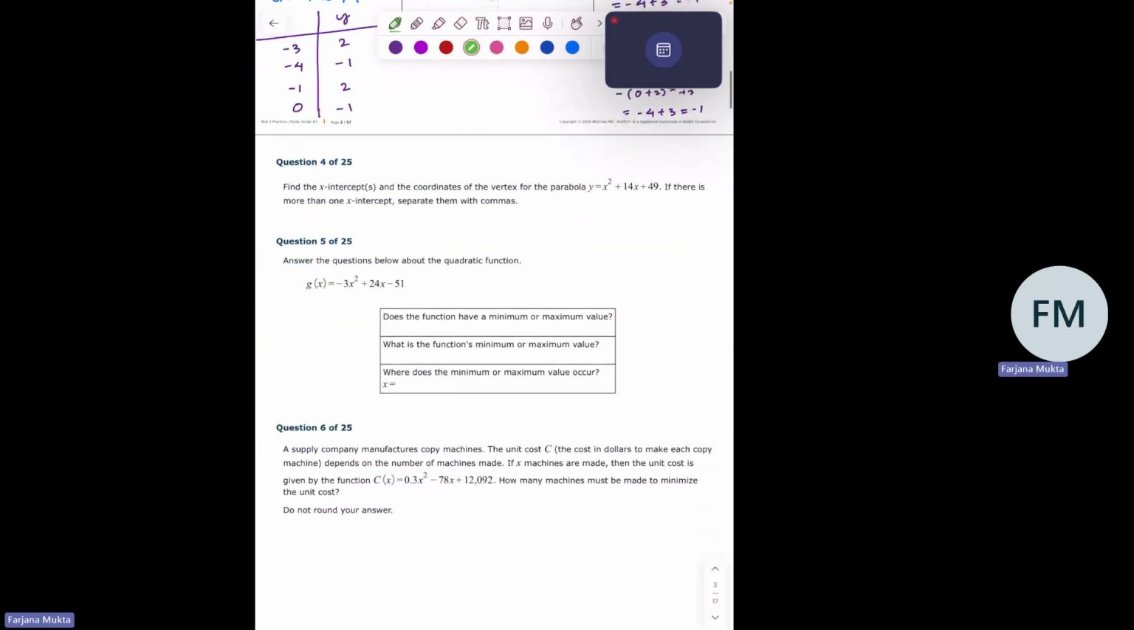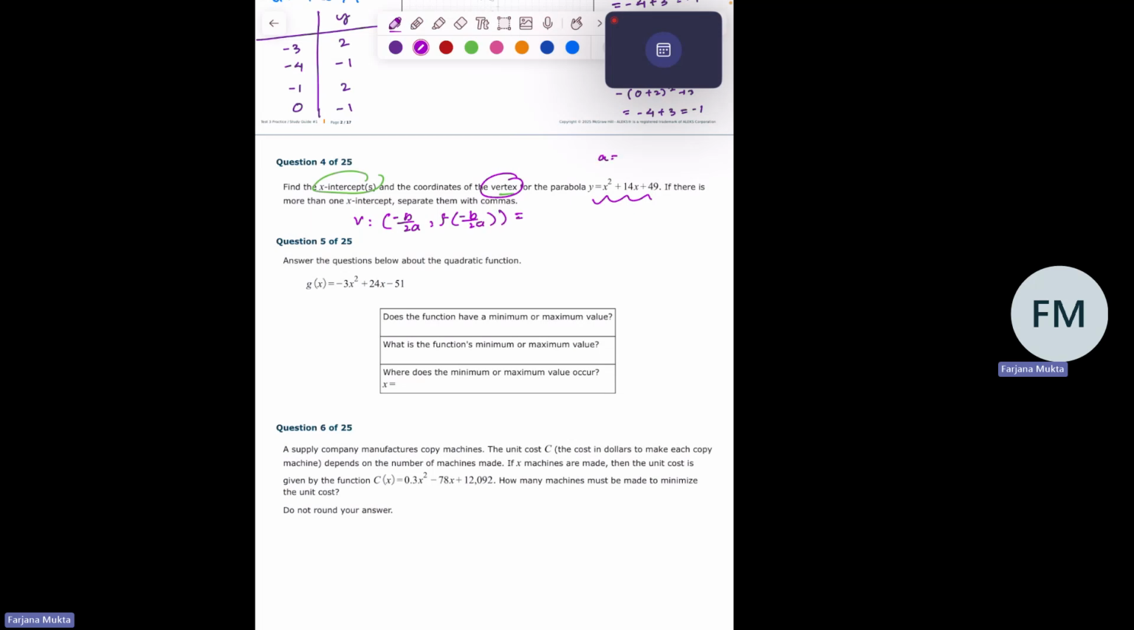Let's move forward. The next question: find all the x-intercepts and the coordinates of the vertex of the parabola. All right. So for this one, for the x-intercept, what do we do? We set y equals 0, right? Now, the first thing, let's find the vertex first, okay? This is in standard form, so the vertex will be negative b over 2a and f of negative b over 2a.